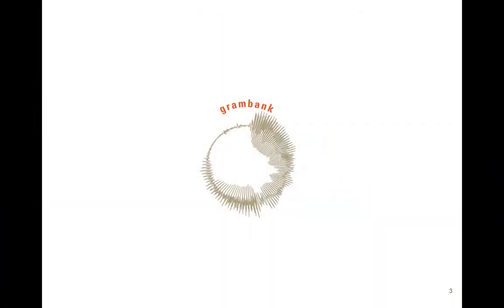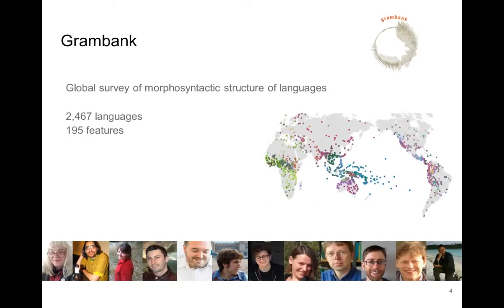Hello, my name is Hedvig Skirgård and I'm a postdoc at the Department for Linguistic and Cultural Evolution at the Max Planck Institute for Evolutionary Anthropology in Leipzig, and I'm going to tell you about our database Grambank. So Grambank is a bank of grammatical features. We have over 2,000 languages in the database currently from all over the world. And we have 195 grammatical features, most of them being binary.